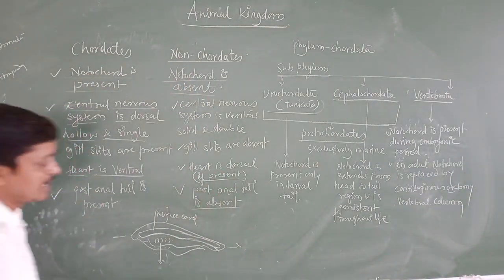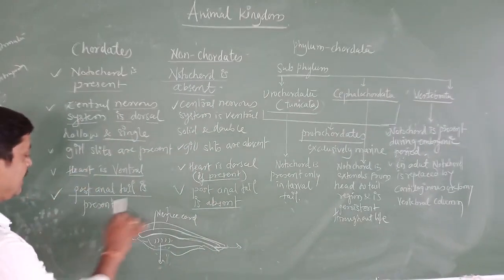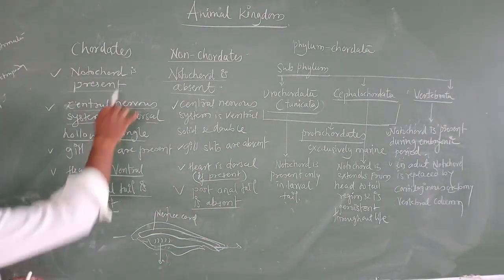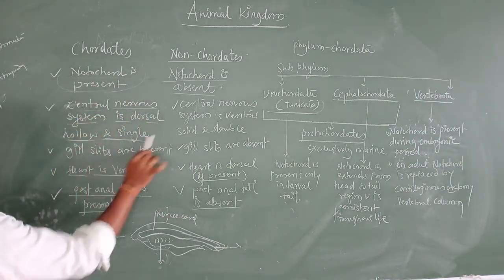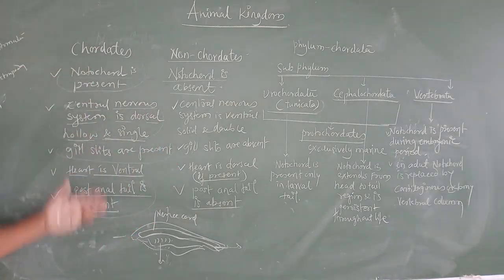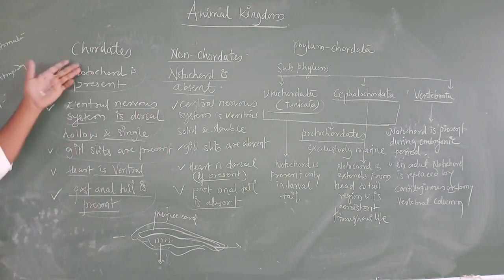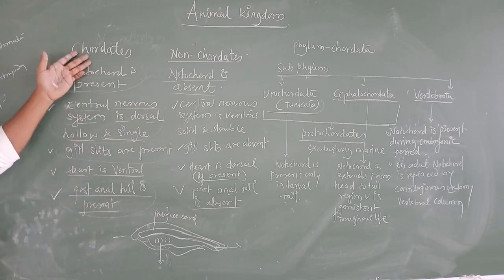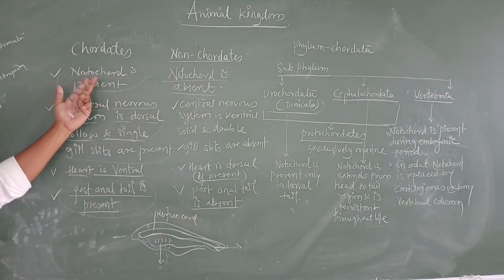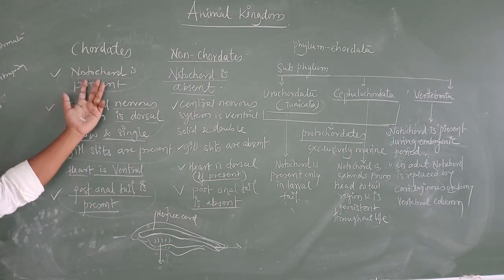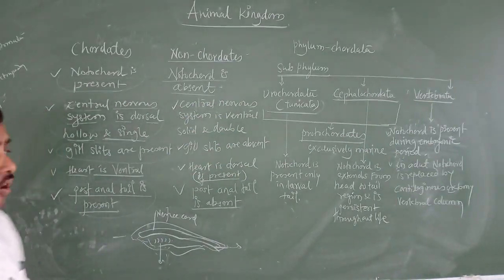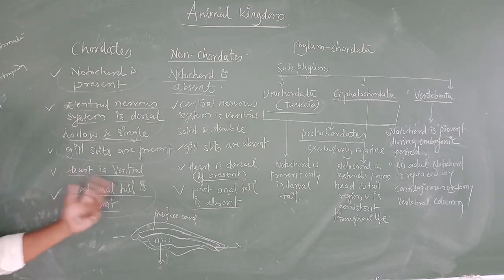Then yesterday you were given that post-anal tail is present in chordates and absent in non-chordates. You studied all these yesterday. These are all the fundamental characters. If you remember them, write them down separately in a column for chordates, and opposite that write down the non-chordate characters. Whatever fundamental characters you retain, write the reverse of those for the non-chordates. That is the difference between chordates and non-chordates. And one thing I added here: heart is ventral.